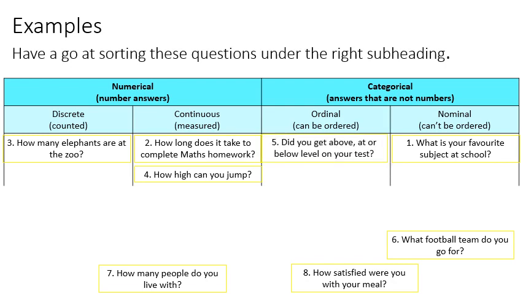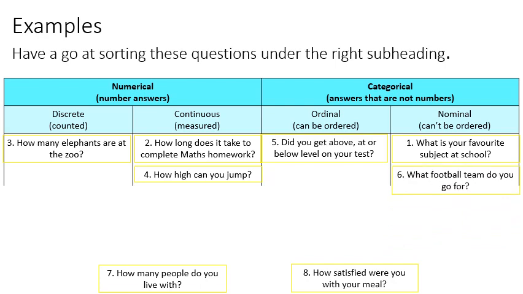Sixth question says, what football team do you go for? So the answers we get are not numbers, and therefore it's categorical, and no team should, for whatever reason, come in front of any other team. So therefore, we can't assign any order to the answers, and so this type of data is classed as nominal.